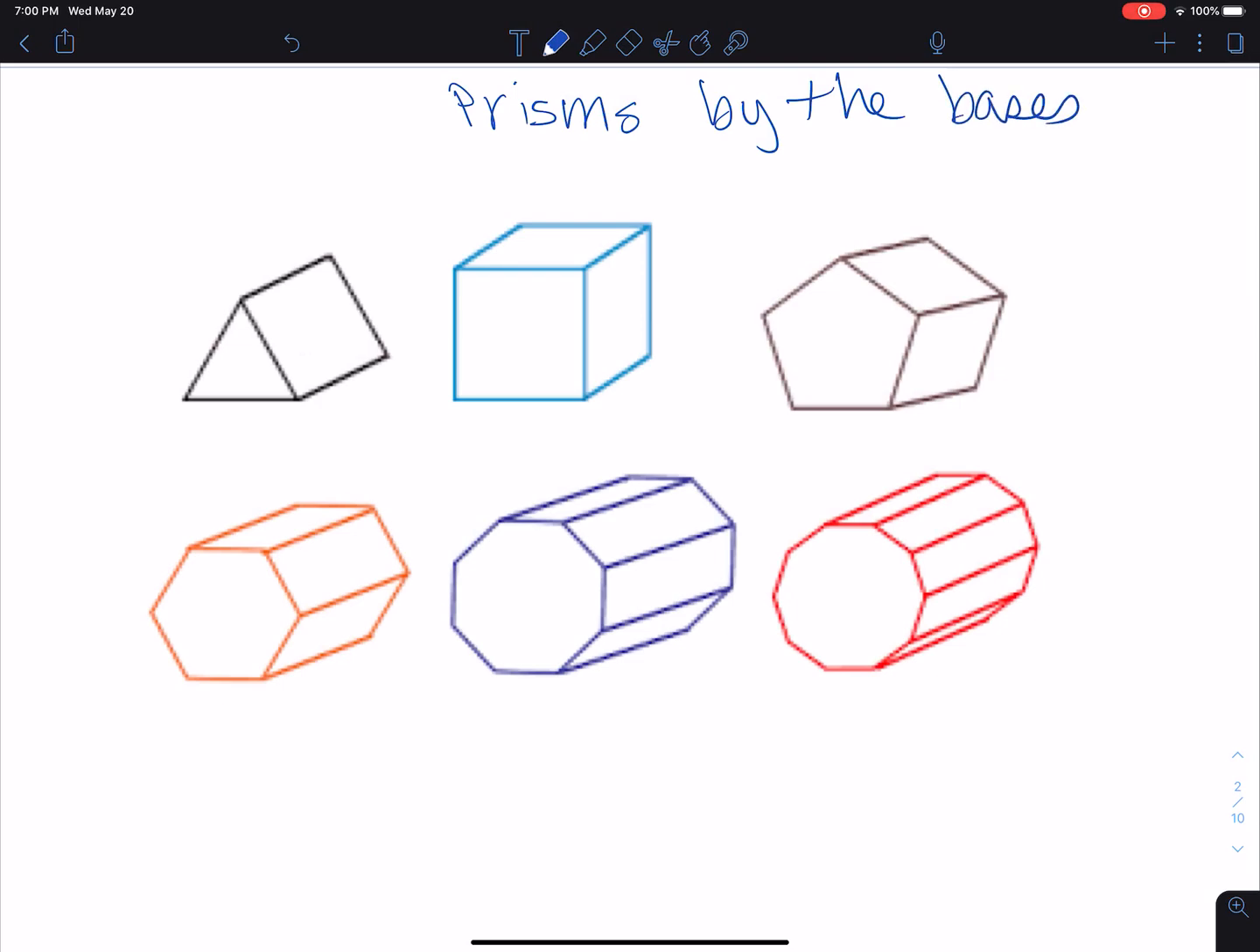In this first image, this top left one, this black one, I see that I've got a triangle in the front, and then there's presumably a triangle in the back. So my bases are triangles, so this would be a triangular prism. This second one, this blue image, is a rectangular prism because you've got a rectangle in the front and then the back. Notice I'm not calling it a cube because I can't guarantee that all faces are the same. So I'm going to call it a rectangular prism.